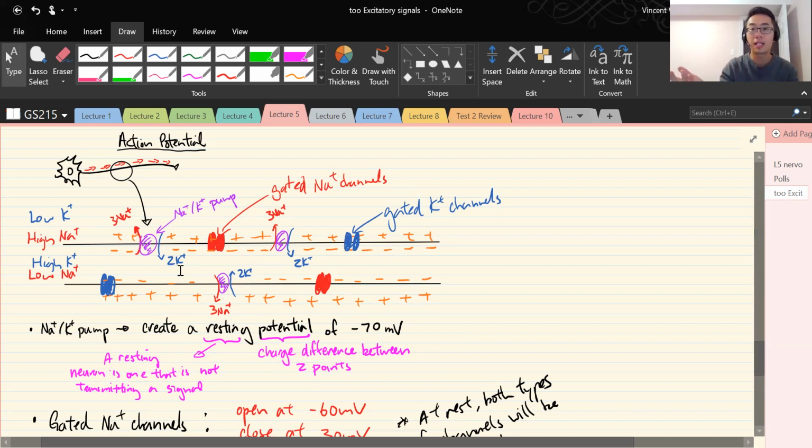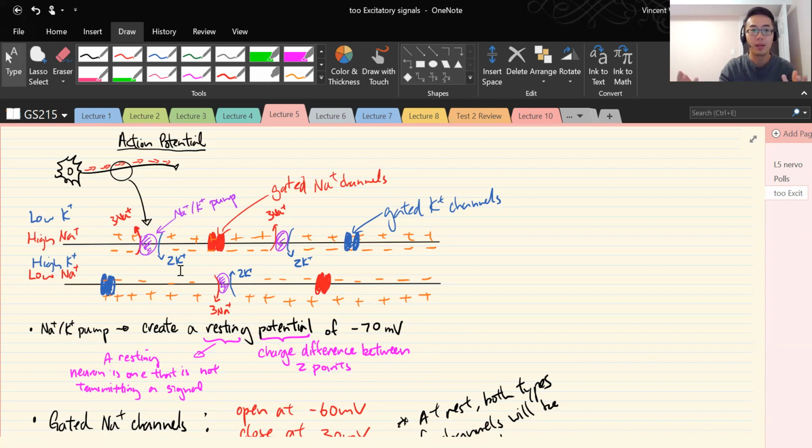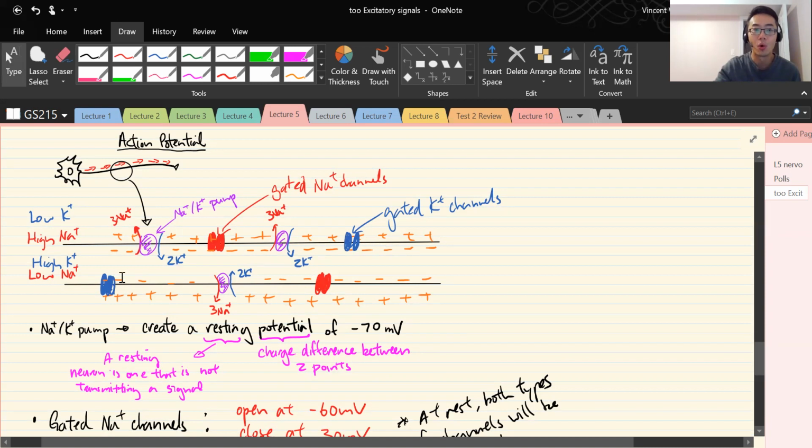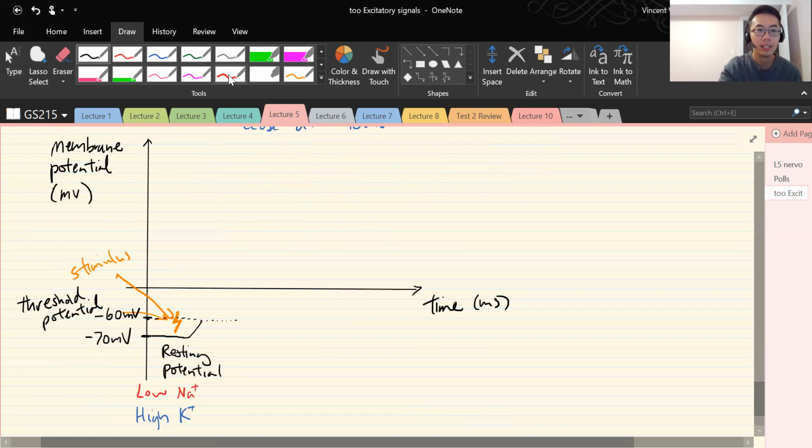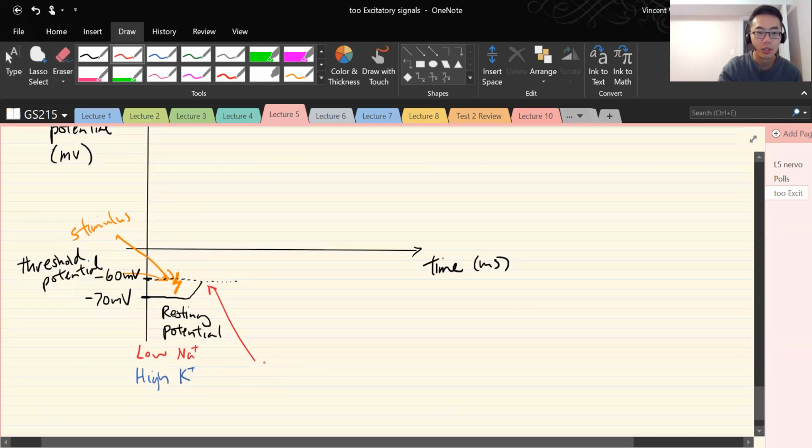Okay, what about the potassium? Does the potassium go anywhere? They want to get out, but they can't because their doors are not open yet, right? So only the sodium will come in, but the potassium will stay where it is. So over here, this particular spot, the threshold, sodium channels open, and then sodium enters the cell, right?